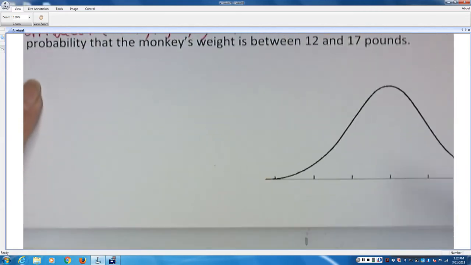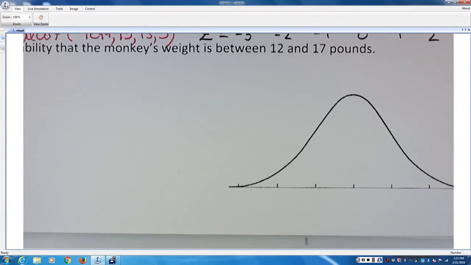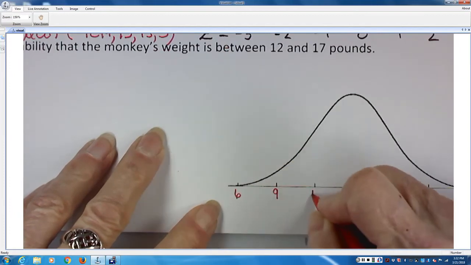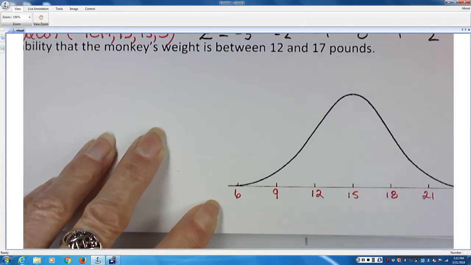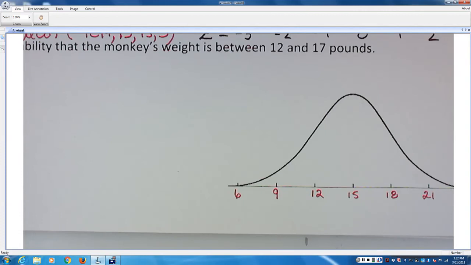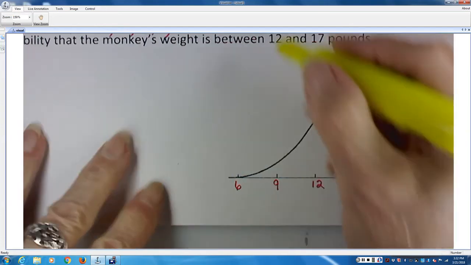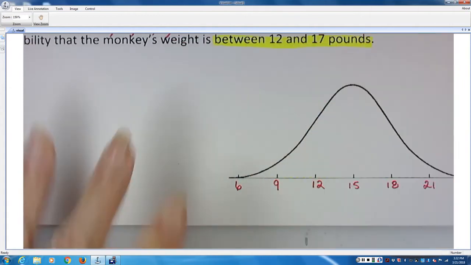And then the one at the bottom of the page, we're talking about the same situation, so I'm just going to copy down the weights of the monkeys. So we're still talking about the exact same curve that we were talking about before. But this time, what they ask us about is what is the probability that the monkey's weight is between 12 and 17 pounds.